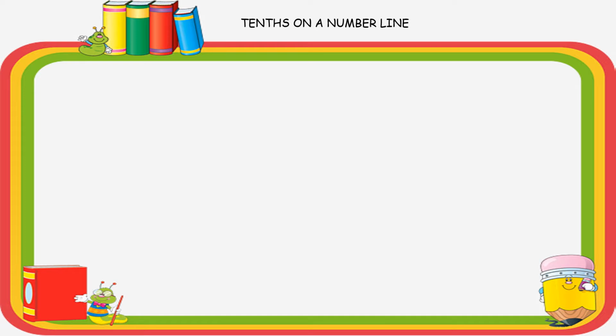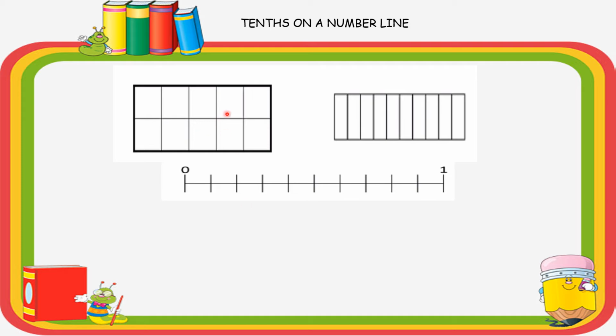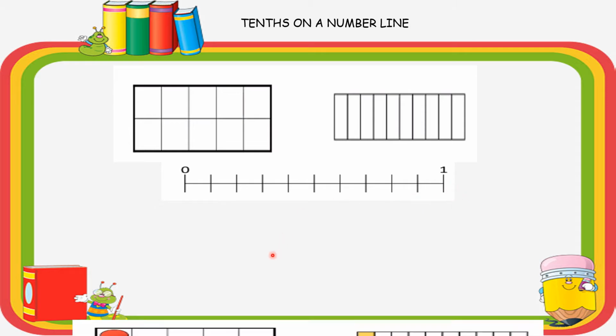Now let's look at tenths on a number line. This is a 10 frame which has been divided into 10 equal parts. This is a bar model which has also been divided into 10 equal parts. And here is a number line also divided into 10 equal parts. Each of these represents 1 divided into 10 parts.